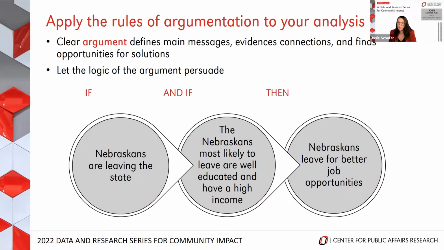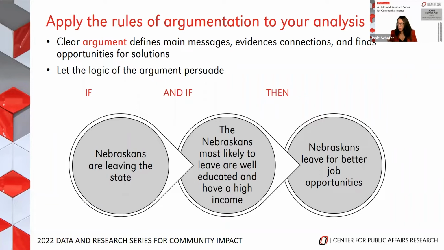A clear argument defines those main messages, and it lets the logic persuade you. In fact, I don't even have to show you the conclusion. If you believe that Nebraskans are leaving the state, and if the Nebraskans likely to leave are well educated and have a high income, then you should accept that Nebraskans are leaving for better job opportunities, right? It should feel clear that that's where we end up. What is wrong with this analysis? And you all are probably saying it because I know I'm surrounded by smart people. Sometimes I wish I wasn't. The Nebraskans most likely to leave being well educated and having a high income doesn't tell you necessarily anything about job opportunities.